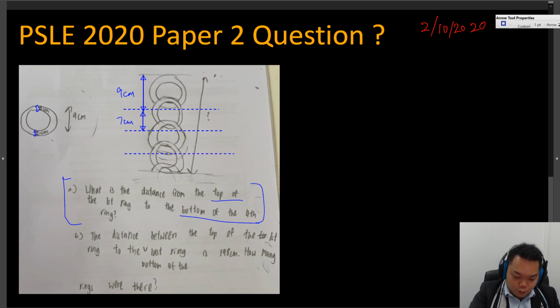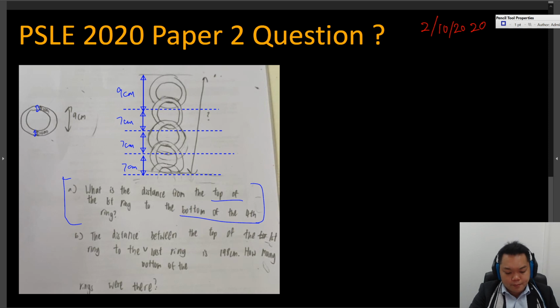Okay, and if we apply a similar reasoning to the third ring, you will see that from this point to the bottom of the third ring, this is also 7 cm. And now, if we are to extend it down to the bottom of the fourth ring, from this point, this would also be 7 cm. So for part A, this is rather straightforward.